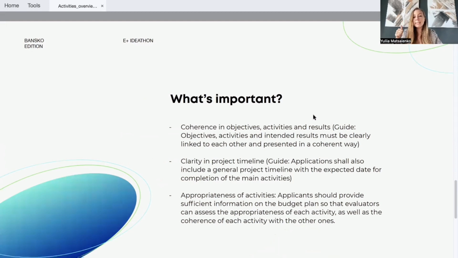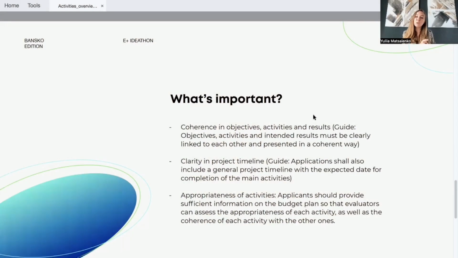First, coherence in objectives, activities, and results. I also give you quotes from guides so that you can match them. What it means? It means that if you put the objective of how to help migrants to integrate into local community, your activities should be supporting your objectives, and your activities should lead to the result that you want to get in the project. If you have objectives and your activities are totally not related, they don't make sense, or they don't bear any added value, most probably there will be a question, why do you have this activity?